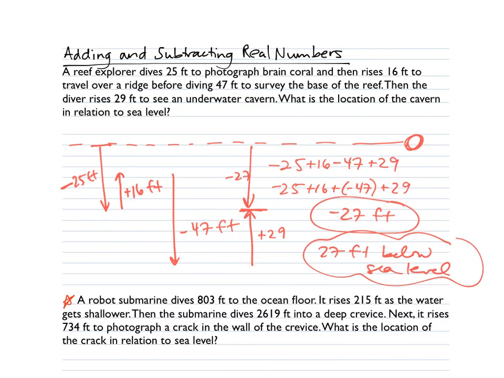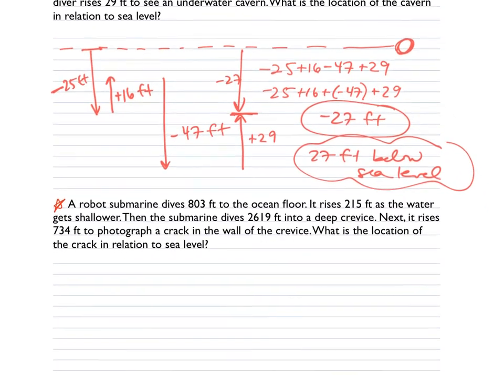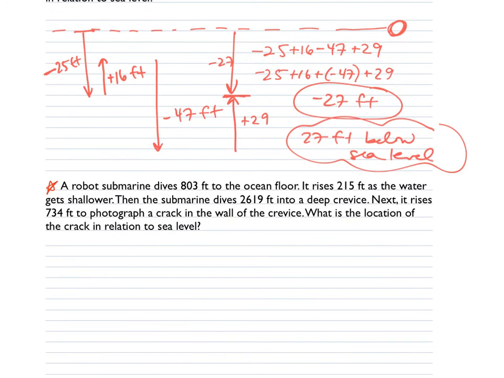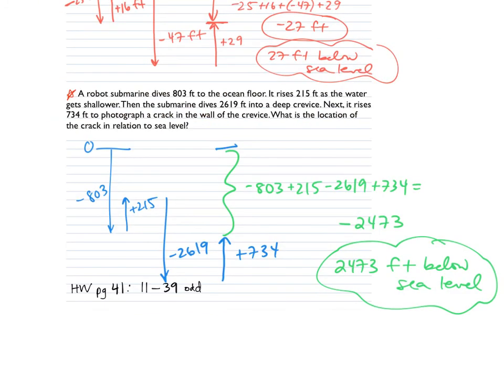Okay, so then try this one on your own and then check back for the solution. Okay, hopefully you got 2,473 feet below sea level, right? Because you got a negative. You just did down minus 803 plus 215, down 2619 and up 734. And that's it. Enjoy.